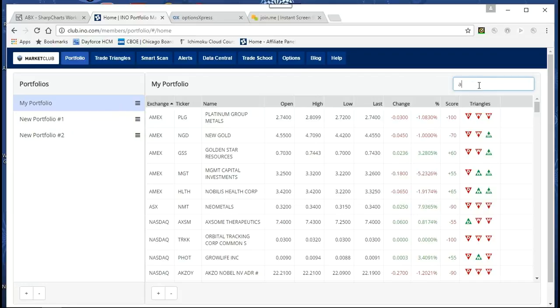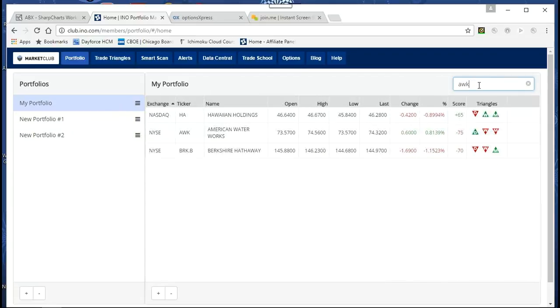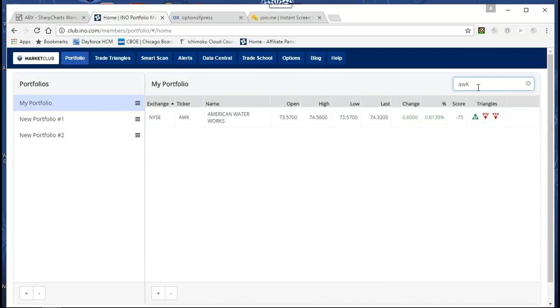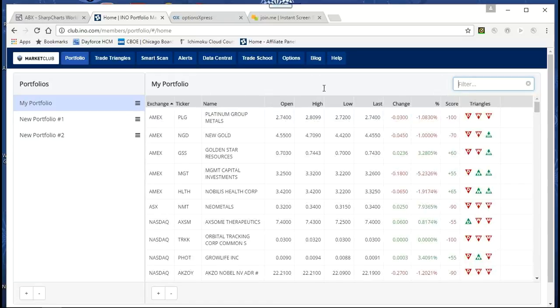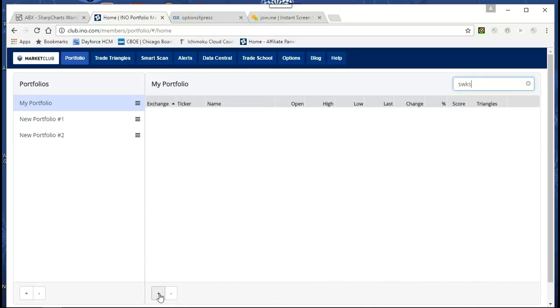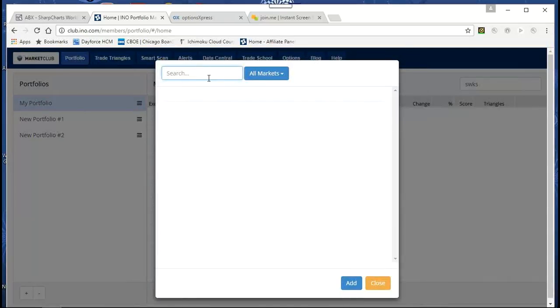Let's pick one, AWK, if I don't already have it. I already have it. Okay, let's find another one I don't have. Let's see, SWKS. Do I have that one? All right, my mouse is freezing. Okay, SWKS. Now, if you want to add that, you just go down to the bottom where this little plus symbol is, and you click it. Oh, it didn't add it there. Okay, you can add it here. SWKS. There it is. That's the one you want. You click on add.